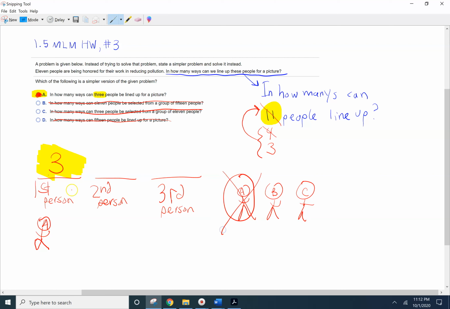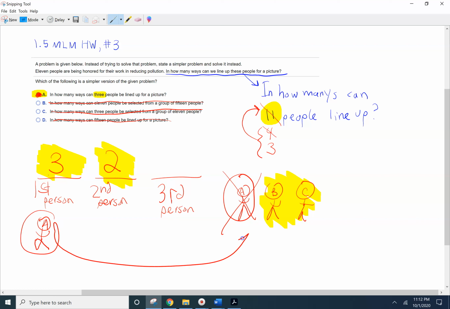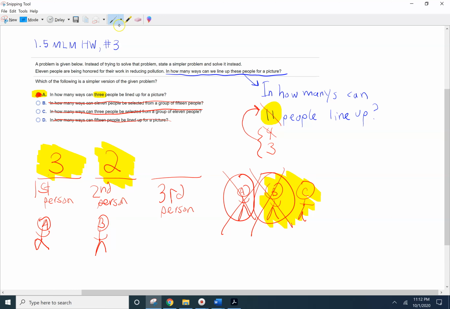Now person A is out. If person A is first, person A can't be second or third, right? So when I go to figure out the second person, there's only 2 people left. We're doing this without replacement. We're not putting this person back into the group. Once that person's in line, they're out. So let's say we pick person B, who comes next. Now that person's out, so when I go to choose the third person, there's only that one person left. So I only have one choice there.